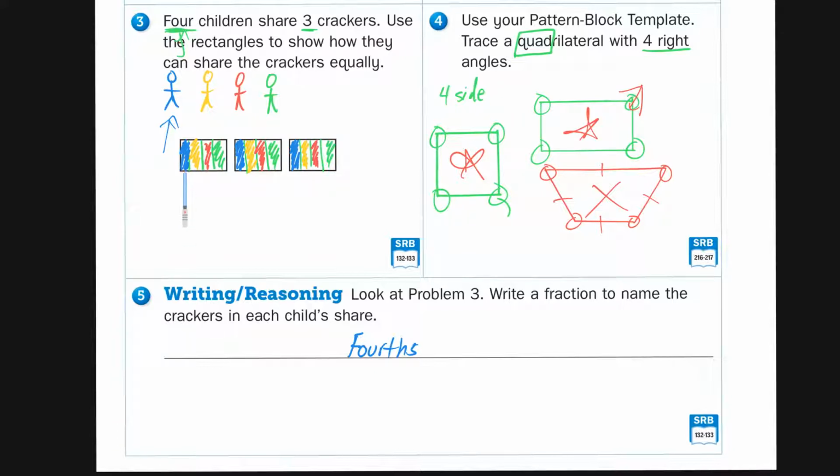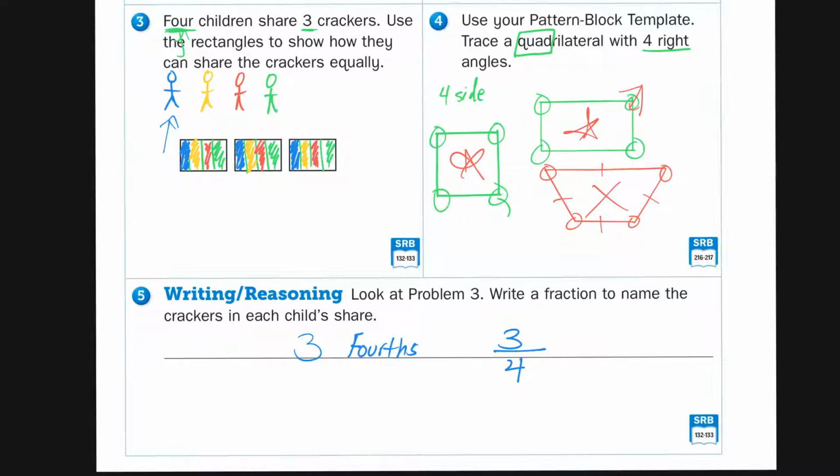We could count them. We could say they have 1/4, 2/4, 3/4. So we'd record they have 3/4. Another way to write that would be 3/4. We'll get more into that in our fraction unit. So each person has 3/4 of one cracker.